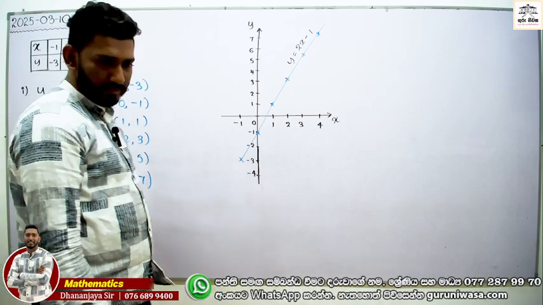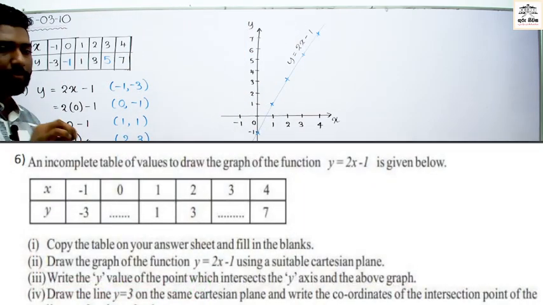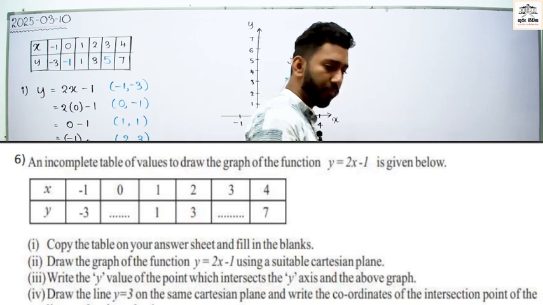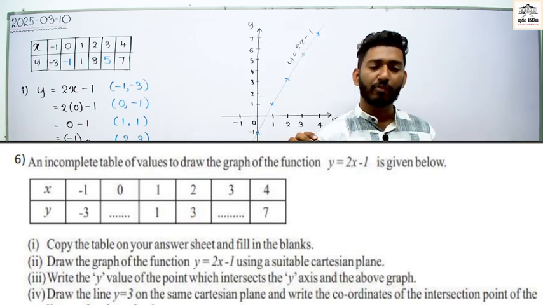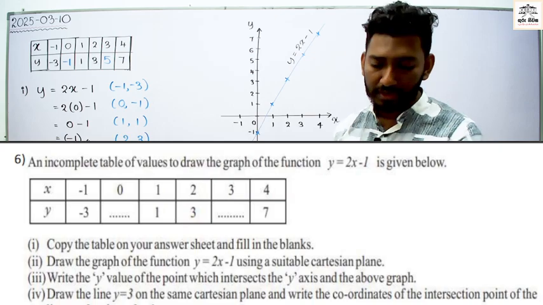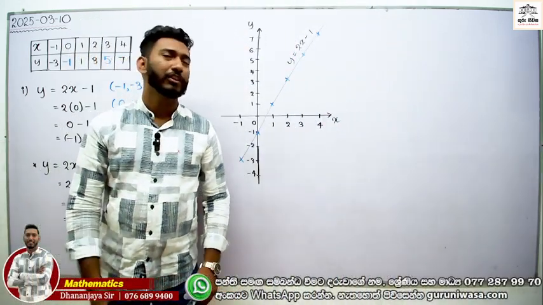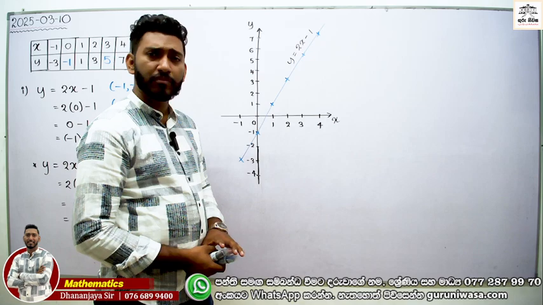Now listen. Now we are going to the questions. Write the value of y of the point which intersects the y-axis and the graph. That means you need to write the intercept value. පුතේ අහන්නේ මොකද්ද? Intersection value of the y-axis.